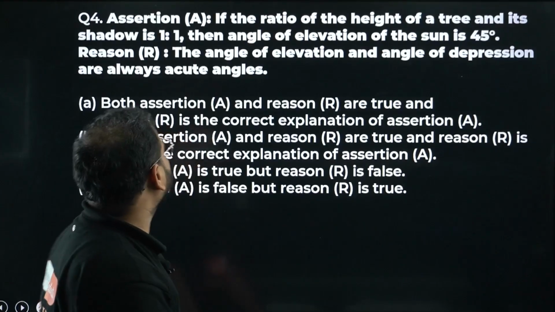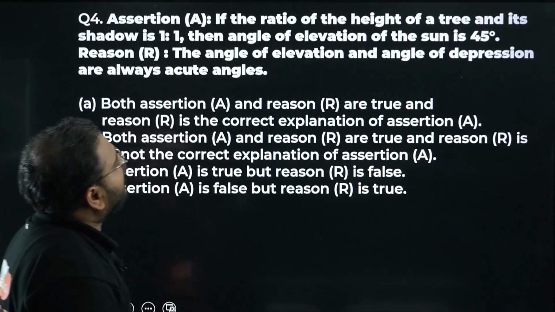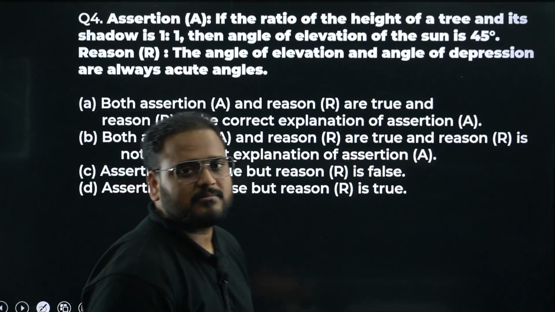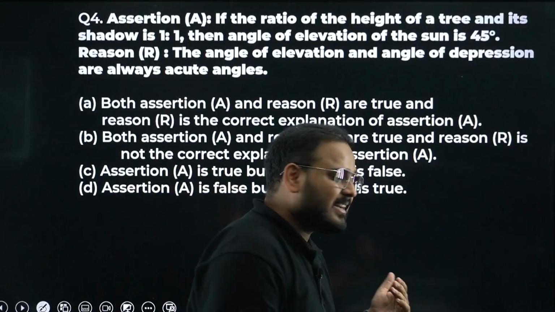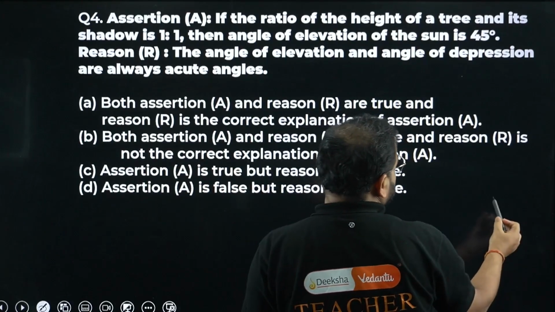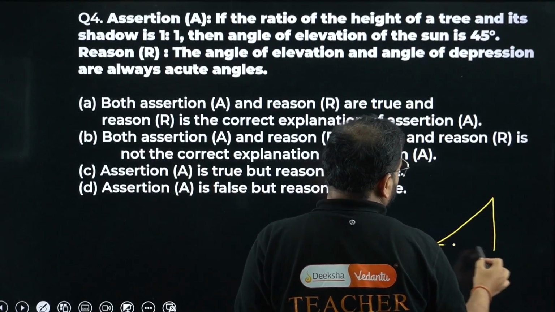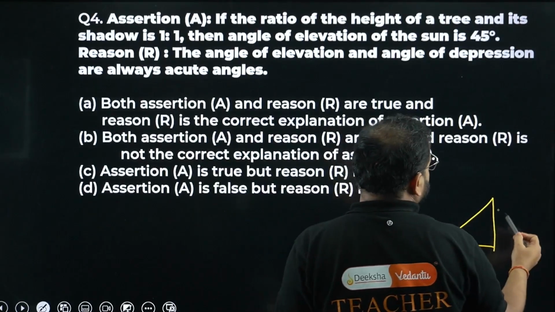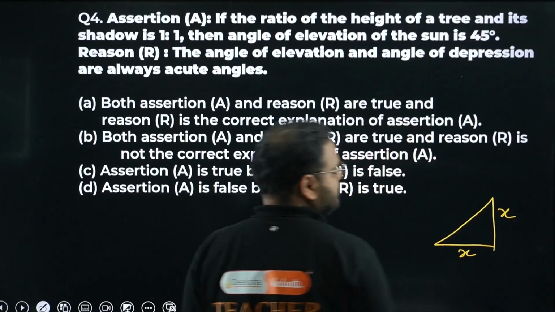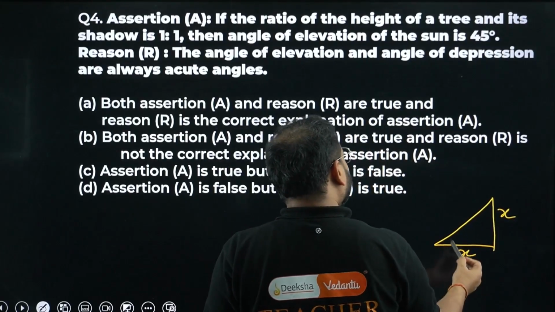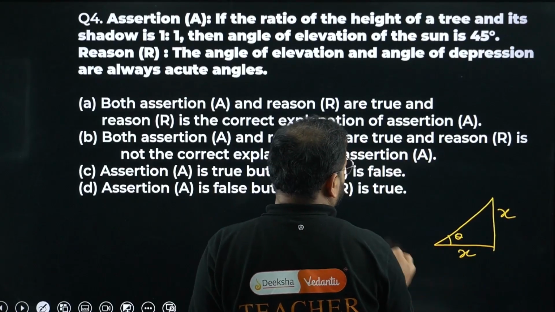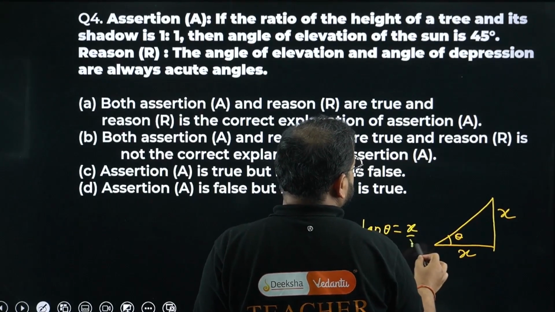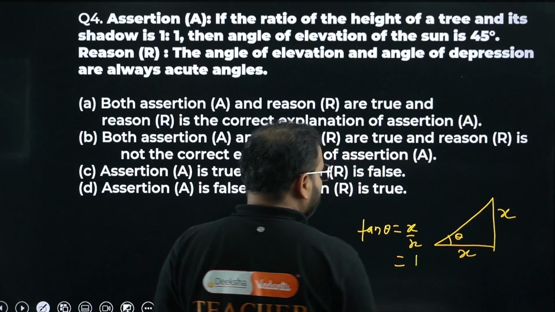Question number 4, another assertion and reason. If the ratio of the height of a tree and its shadow is 1:1, this can happen only when theta is 45 degrees. Tan theta is 1, a 45 degree angle. Ratio 1:1 means if this is x, this also is x. If I call this theta, then tan theta equals x by x, which is 1 by 1, or basically 1.